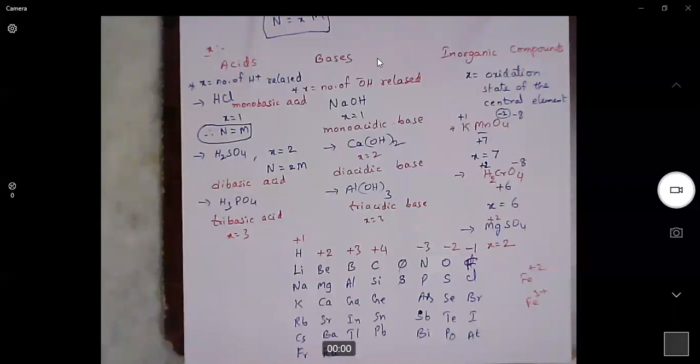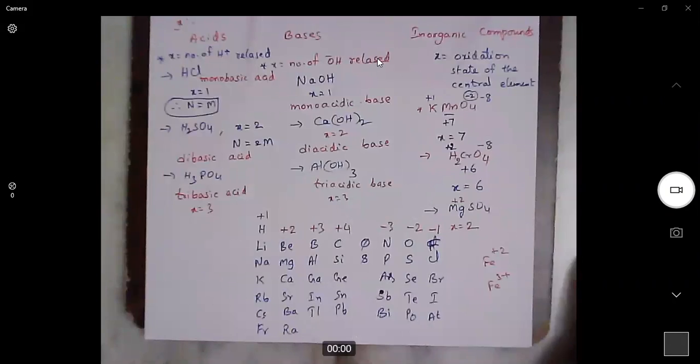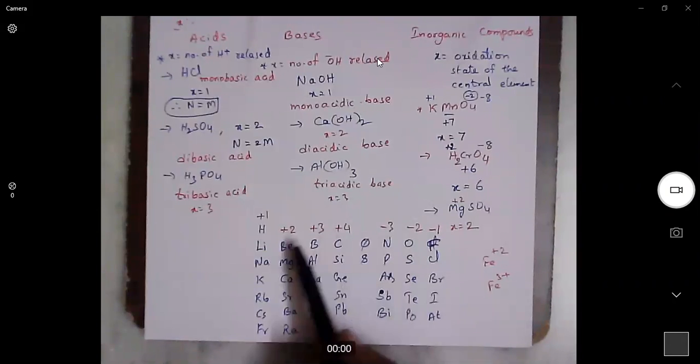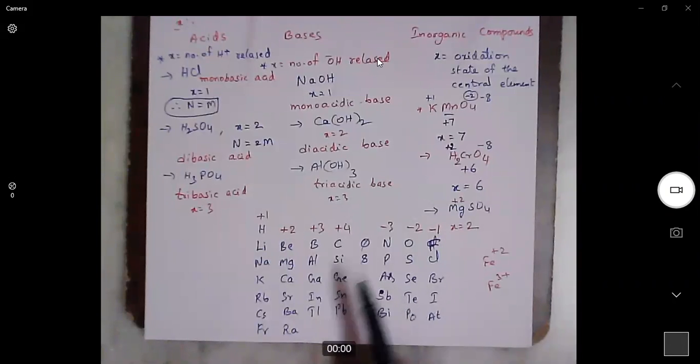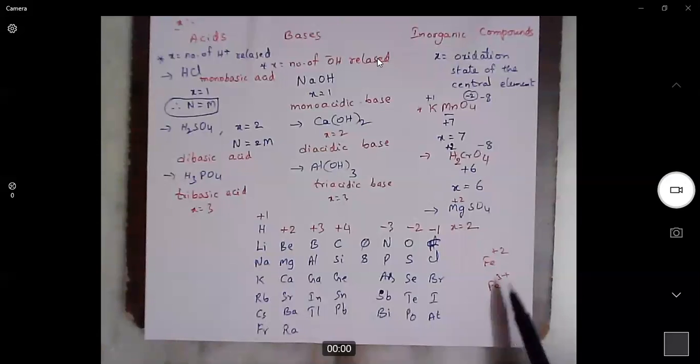Which one is a particular configuration in a given molecule? We can identify that when we know the stable oxidation states of these elements, because these are stable oxidation states, they don't change. So with respect to these, we can calculate whether iron is in plus 2 or plus 3 oxidation states. So I request you all to please remember this table to predict the oxidation states.